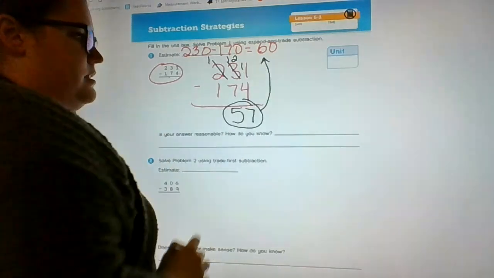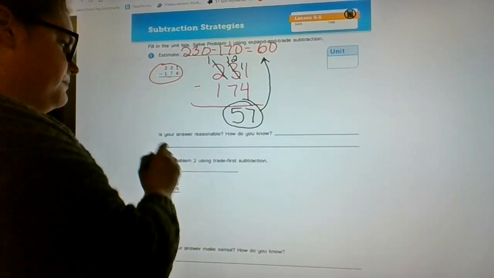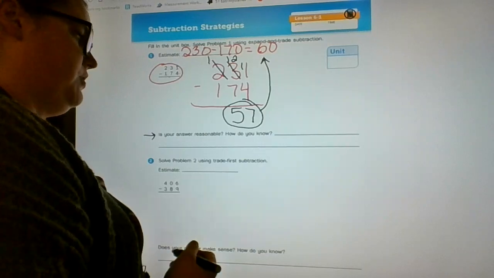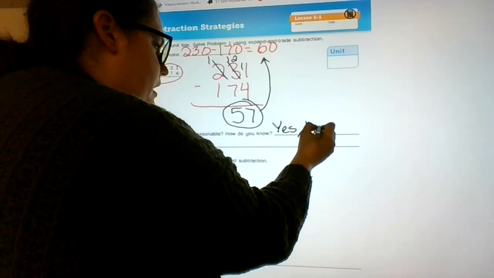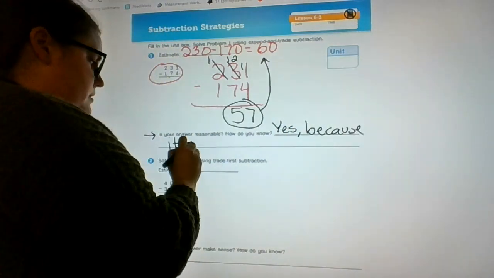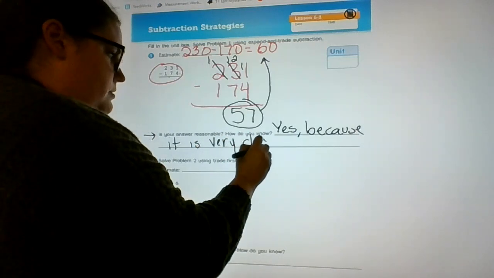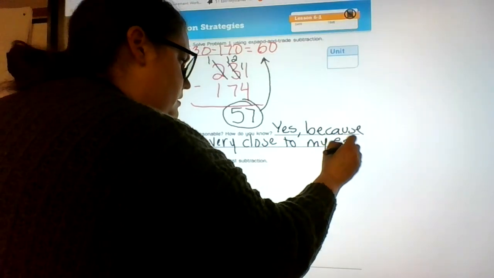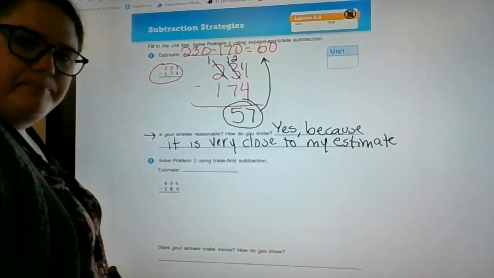Our estimate was 60. That is pretty close. So I'm assuming my answer is right. The last part says, is your answer reasonable? How do you know? Well, I'm going to say yes because it is very close to my estimate. We're pretty used to that.